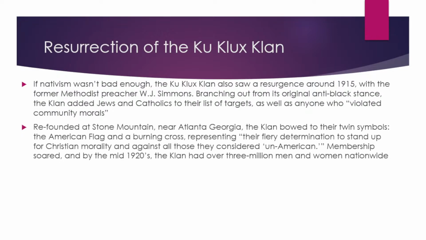They refounded at Stone Mountain near Atlanta, Georgia, which is still like a major Klan monument to this day for some reason. I mean, it's deep in Georgia, so obviously it's going to be left alone. They bowed to their twin symbols, the American flag and the burning cross, which represented, quote, their fiery determination to stand up for Christian morality and against all they considered un-American. By the mid-1920s, they had over 3 million men and women nationwide.